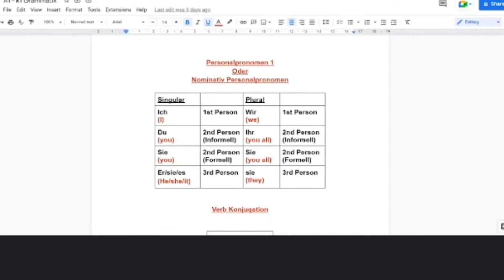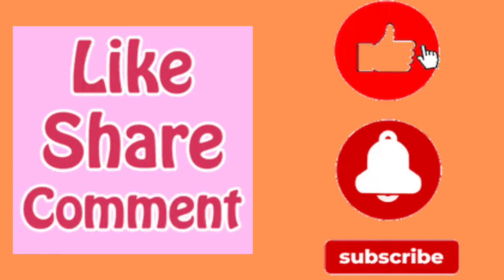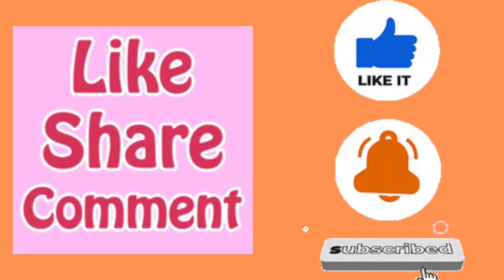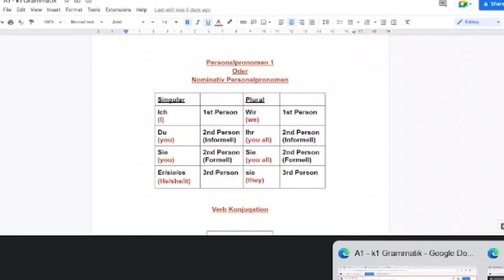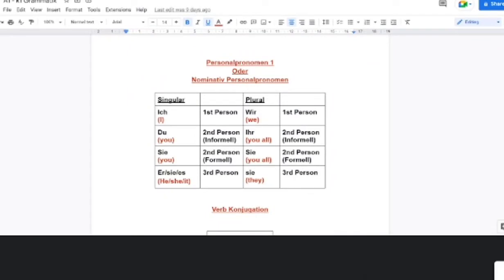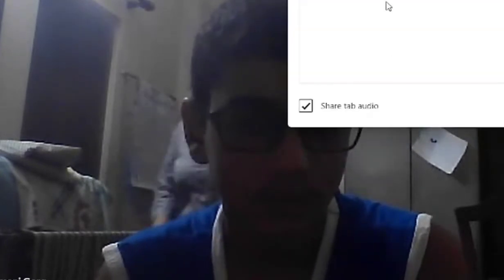Third person is when two people are talking about another person. Third person is always small sie. Remember, second person is always capital Sie, and third person is always small sie. So that's why we have added capital I in Ihnen. Ihnen is according to you, Sie Ihnen. Got my point? Yes, ma'am. Okay. Any other question? No, ma'am.